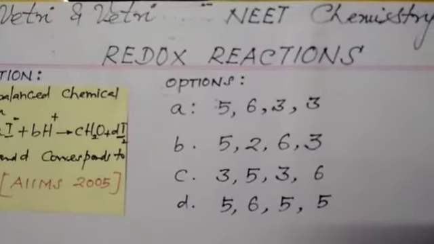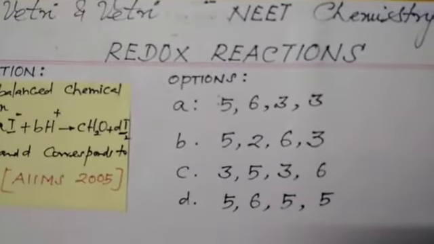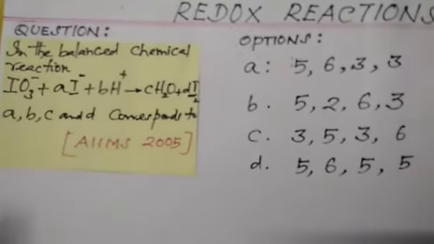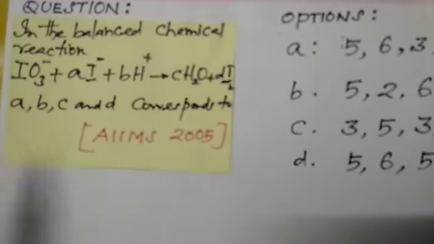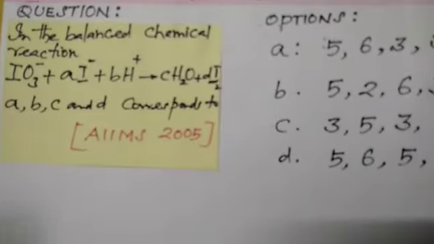Today's video lesson topic is redox reaction. Okay, let us see the question. In the balanced chemical reaction, one equation is given. The stoichiometry A, B, C, D, we have to find after complete balancing of the equation.